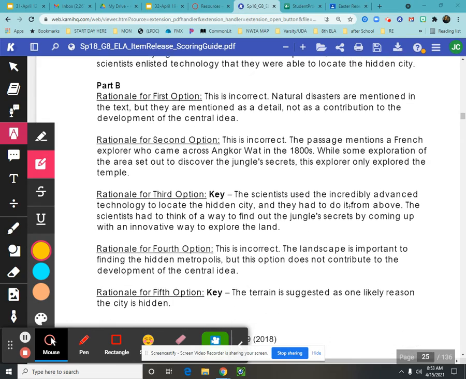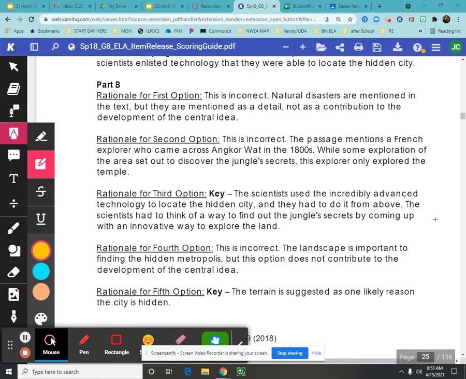So with that being said, these are the options that would support that. The third option was the scientists used the incredibly advanced technology to locate the hidden city, and they had to do it from above. The scientists had to think of a way to find out the jungle secrets by coming up with an innovative way to explore the land. And then the last one, the terrain is suggested as one likely reason the city is hidden. Okay, again, if you did not get A, you would not get points for B.